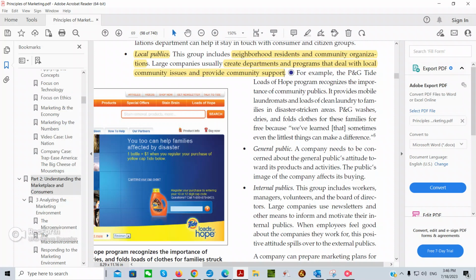Okay, so some companies such as P&G that create the brand called Tide, right? They have their own public relations campaign. Okay?